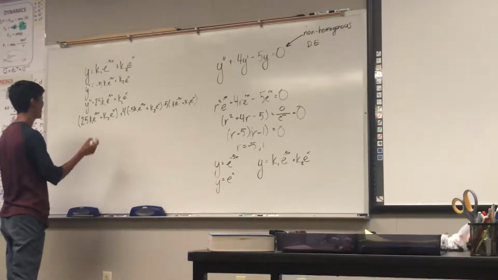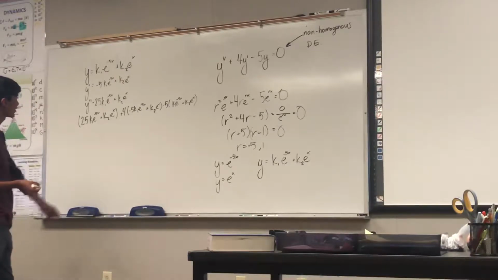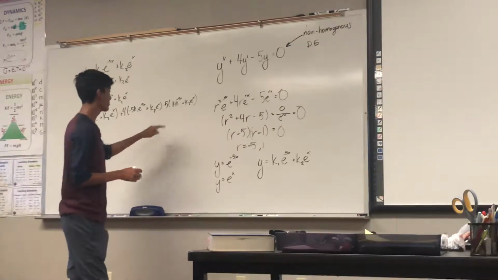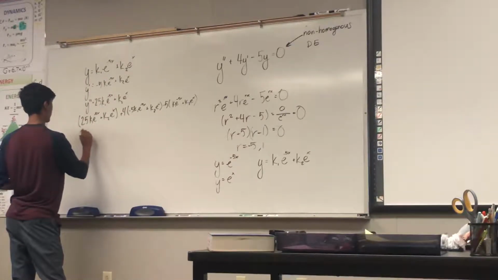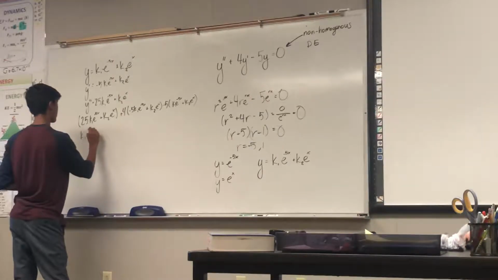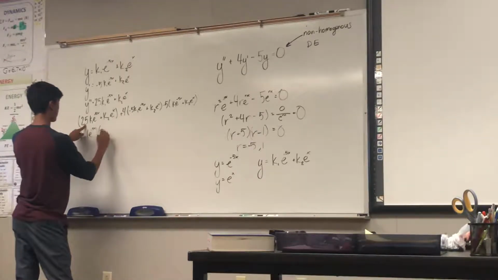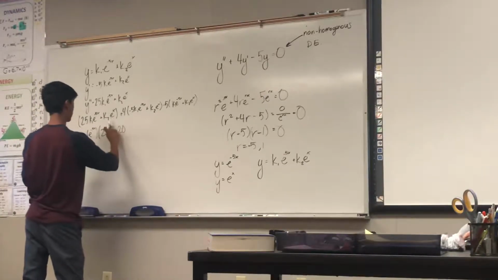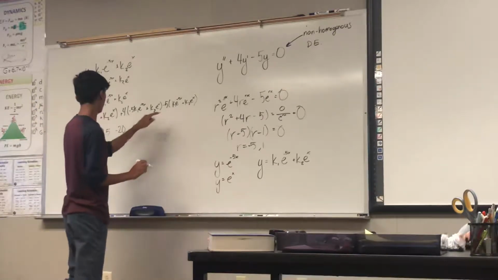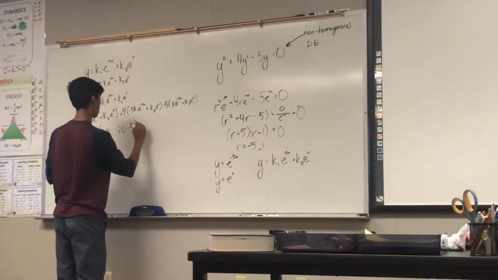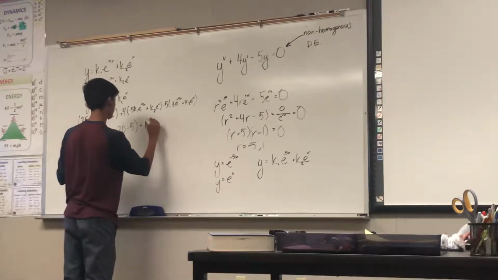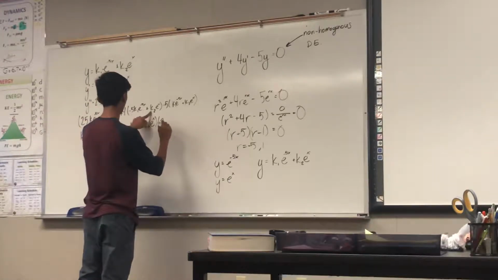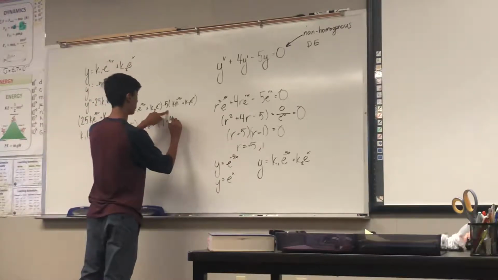So if we isolate all the k1 times e to the negative 5x terms, you'd have k1 e to the negative 5x times 25 minus 20 plus 5, plus k2 e to the x times 1 plus 4 plus 5.